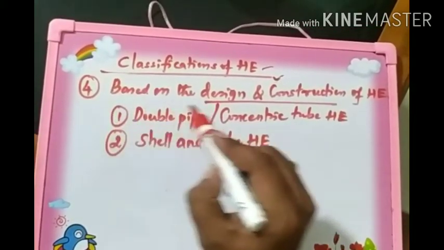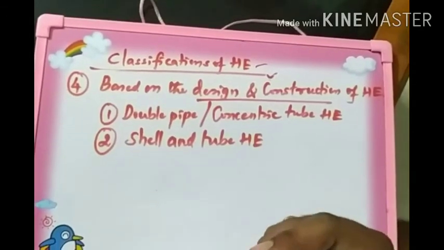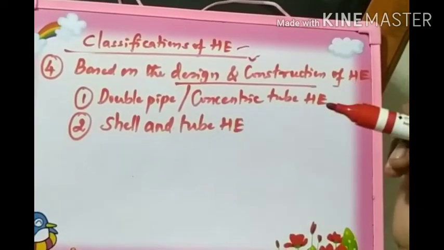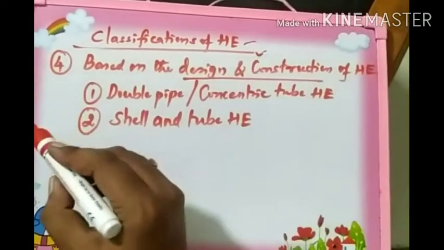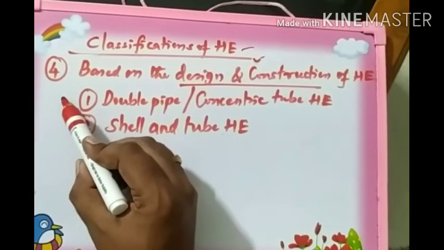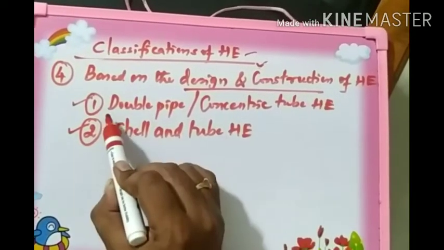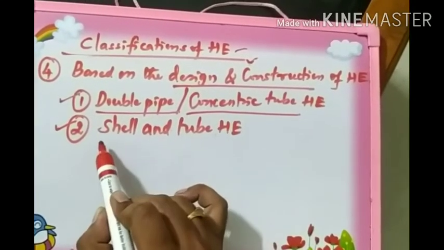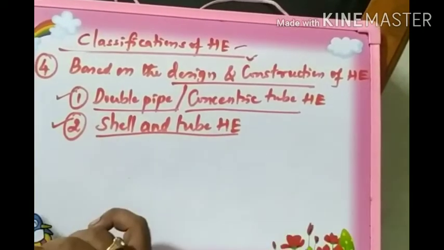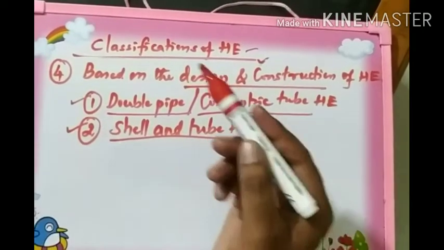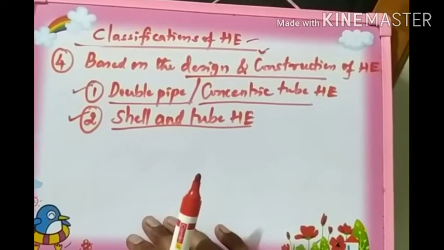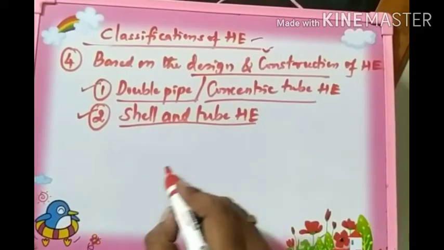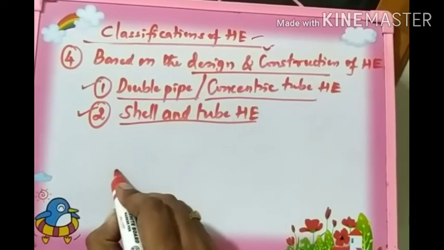So based on the design of a heat exchanger and depending on how we construct the heat exchanger, we can classify all the heat exchangers into two important types. One is called as double pipe, which is also referred to as concentric tube heat exchanger, and the second one is called as shell and tube heat exchanger. When I was discussing the previous classifications, the third classification, I had given you an example, the diagram of a heat exchanger. Specifically, it was like this.